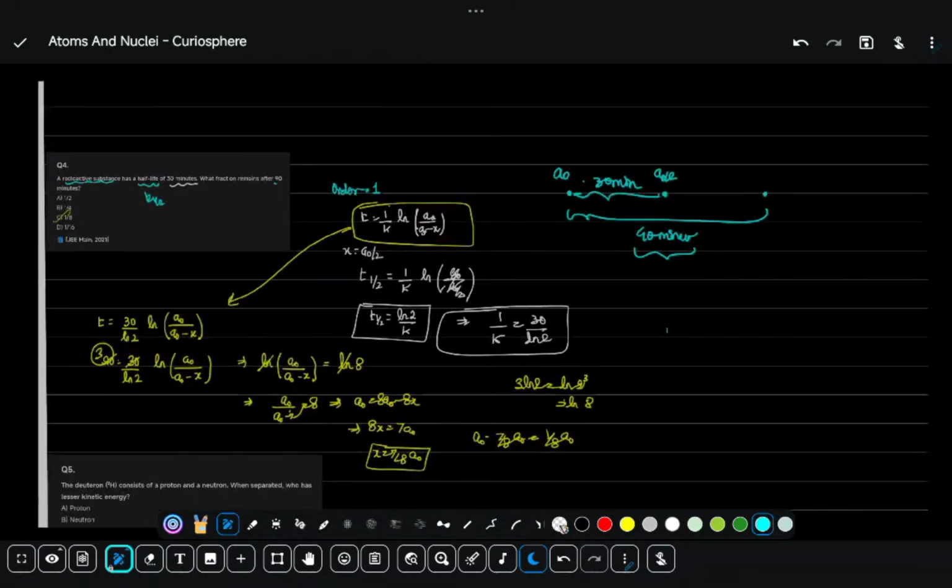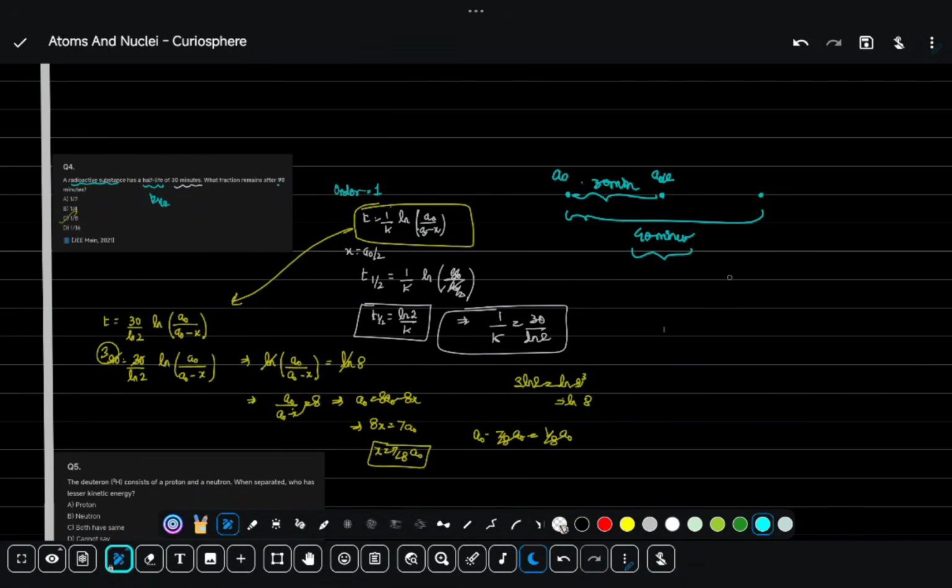And 1 by 2 is a standard notation: 1 by 2 whole power n, where n is nothing but the number of half-lives within the time frame we need. Here it is 3, because 3 times 30 gives 90. So it is 1 by 2 whole power 3, that is 1 by 8. That's the shortcut.